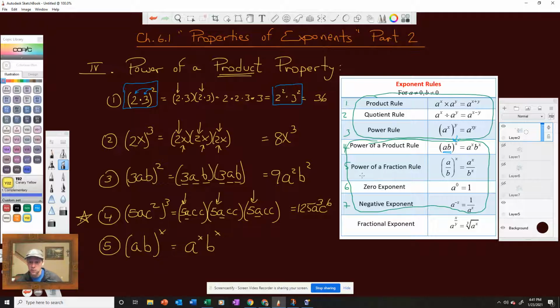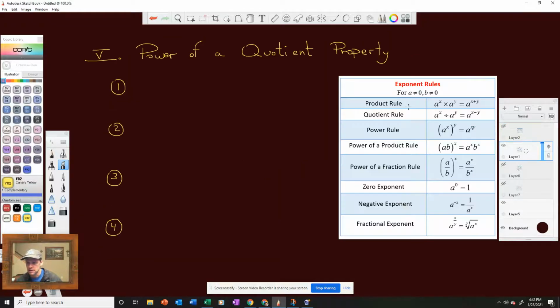Let's do the power of a fraction rule. I like to call it the power of a quotient. And as you'll see in this next slide, the power of a quotient. Now remember, a quotient is a division, kind of like a fraction. A fraction is a division, a quotient is a division, so it's the same thing. So here we go. Let's do one that's numerical first. So 2/3 squared.